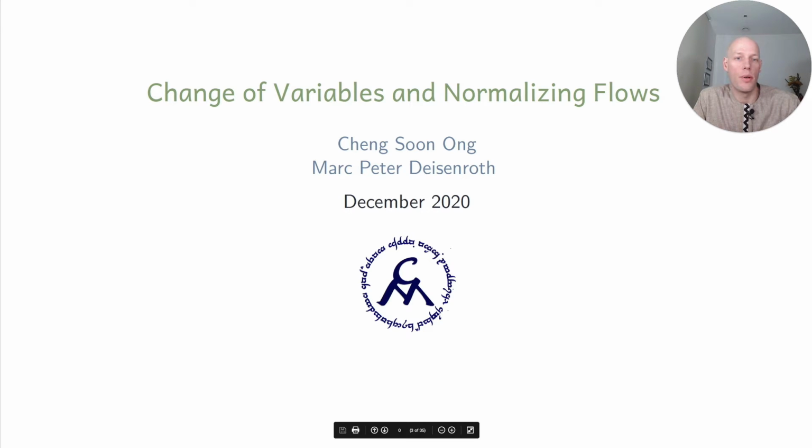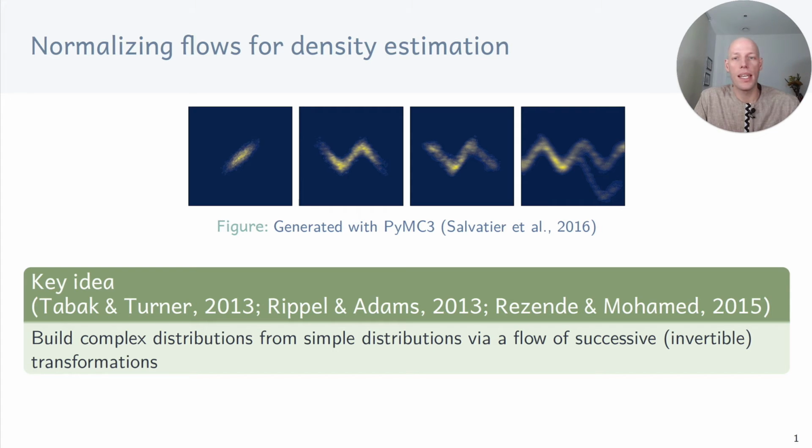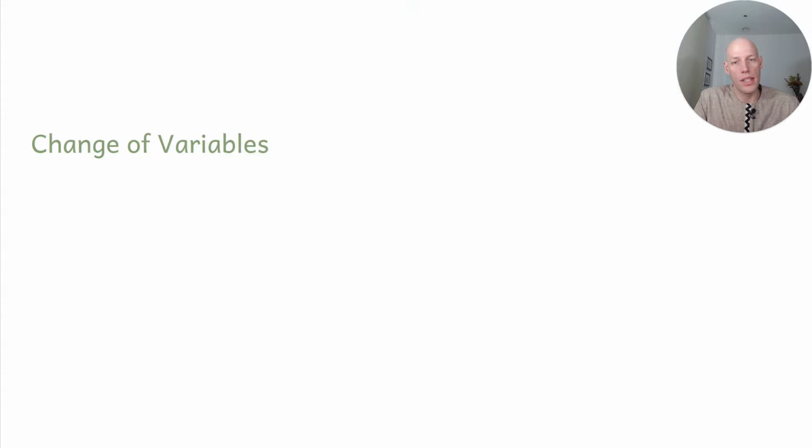In this video, we'll discuss how normalizing flows can be used for density estimation and computing expectations with respect to complex distributions. The key idea behind normalizing flows is to construct complex distributions from simple ones via a flow of successive invertible transformations. And the key ingredient for normalizing flows is the change of variables trick. So let's have a look at this first.